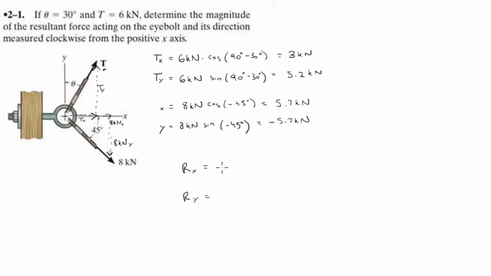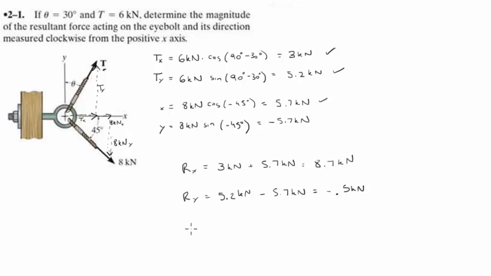So for the x we got 3 kilonewtons plus 5.7 kilonewtons for a grand total of 8.7 kilonewtons. For the y we got 5.2 kilonewtons minus 5.7 kilonewtons for a grand total of negative 0.5 kilonewtons.